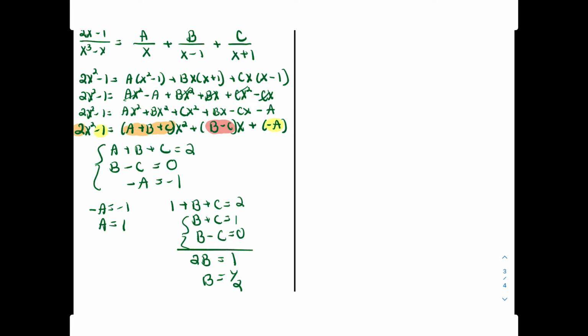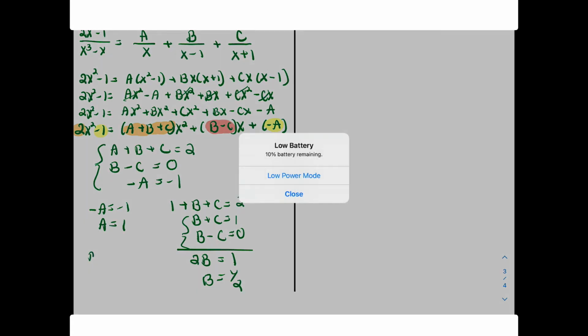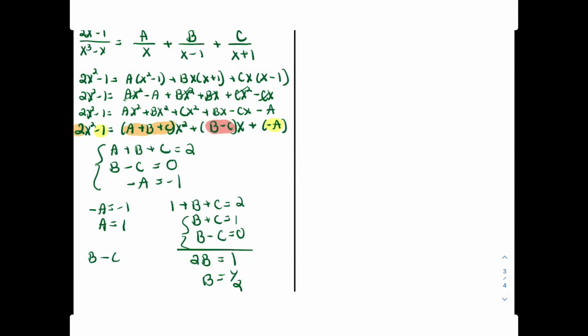So now I know my b term, so I can go back to my second equation where I have b minus c is equal to 0, and replace the b with 1/2 and solve this equation for c. And I end up that c must be equal to 1/2.